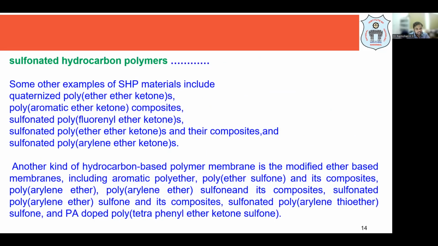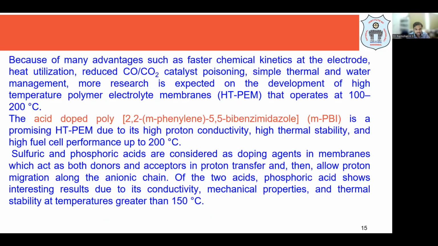Some of the other materials for SHP are listed here, you can go through it. Another kind of hydrocarbon based polymer membrane is the modified ether based membrane, which includes aromatic polyether, polyether sulfone and its composites, polyarylene ether sulfone and its composites, sulfonated polysulfone and its composites, sulfonated polyarylene thioether sulfone, and PA doped polytetraphenyl ether ketone sulfone. All these can be used under the SHP category. So these are some examples for sulfonated hydrocarbon polymers. They have some other advantages.